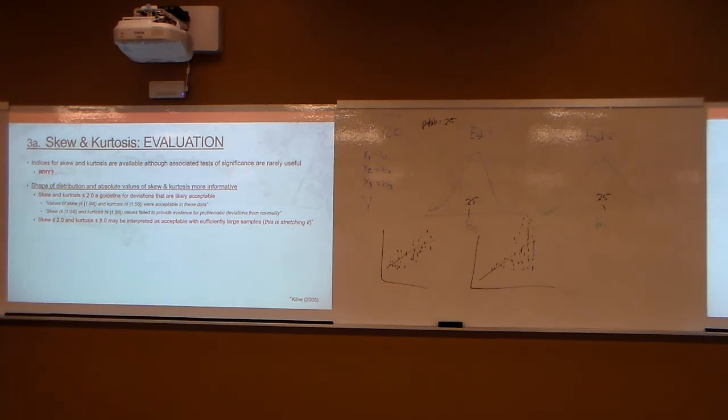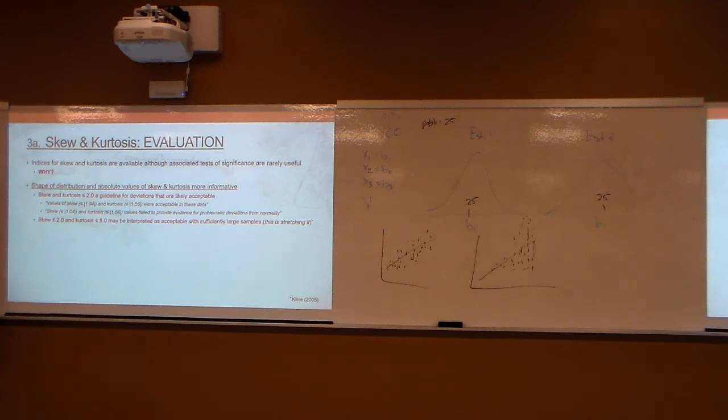So again, using skew and kurtosis guidelines of about 2, we don't want to say that anything with skew and kurtosis values less than 2 is normal, because it's not. If you look at it, it's clearly not normal. But we might say values of skew and kurtosis were acceptable, or failed to provide evidence for problematic deviations from normality.